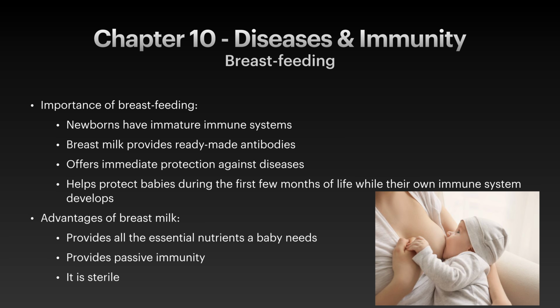Breastfeeding is crucial for infants because newborns have immature immune systems. Breast milk provides ready-made antibodies, often immediate protection against diseases, and helps protect babies during the first few months of life, while their own immune system develops. This passive immunity is temporary because no memory cells are produced, but it's vital for newborn survival.